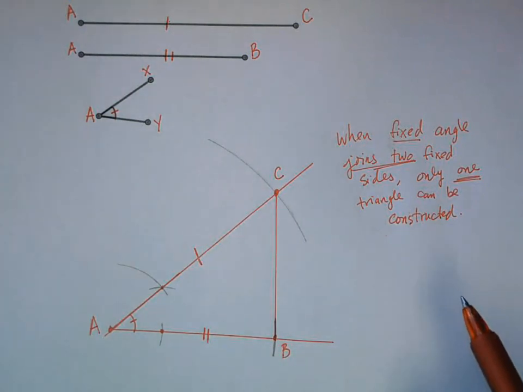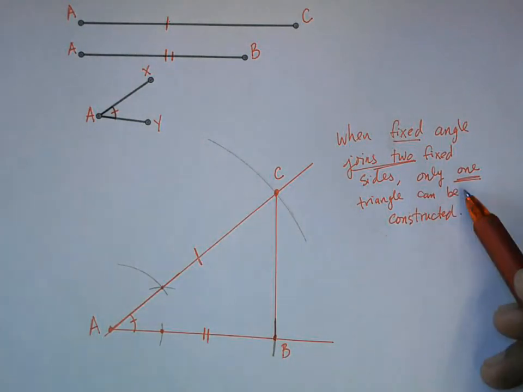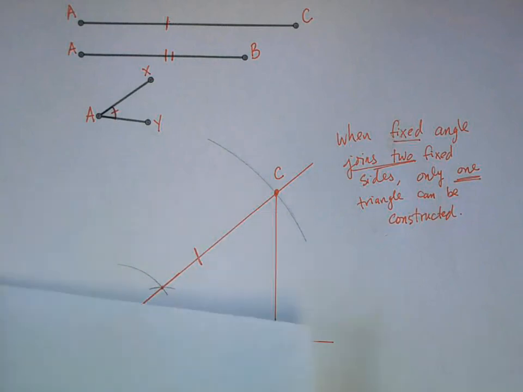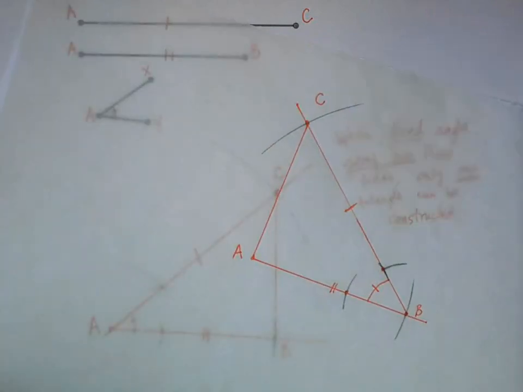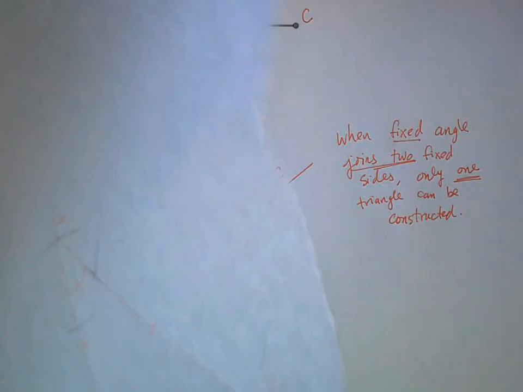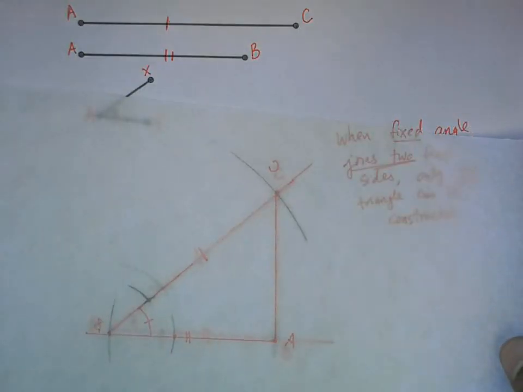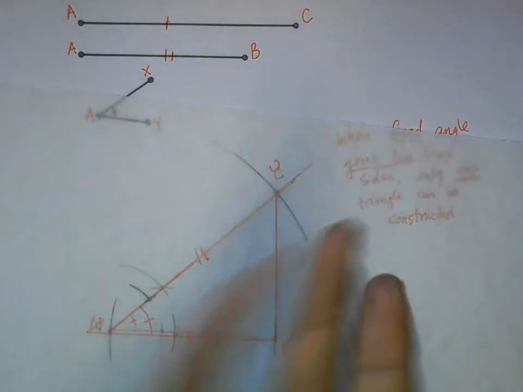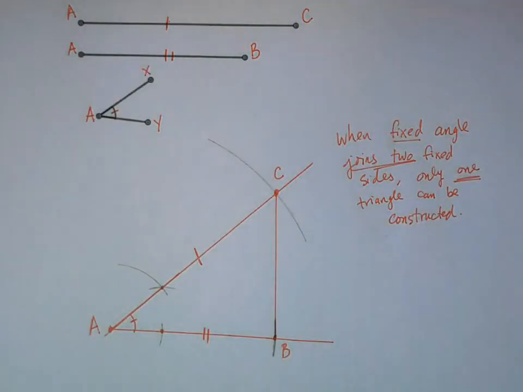And when I say one triangle, we mean one non-congruent triangle. Of course, these are two different triangles, but yet they are exactly the same size. They are the exact same size and the exact same shape. So they're essentially one triangle, even though we made two of them. Right?